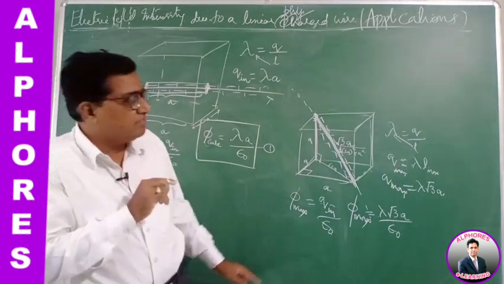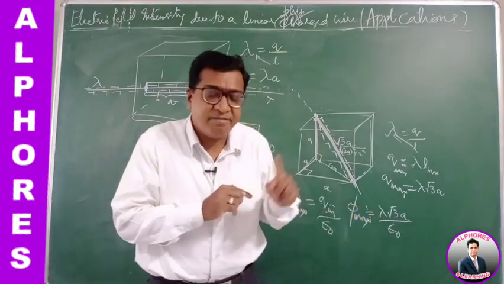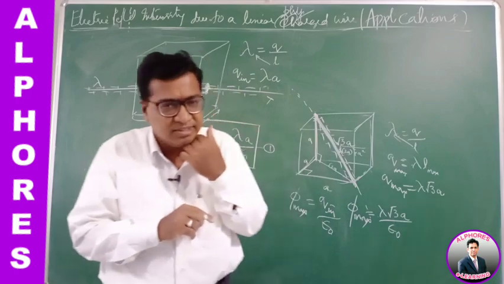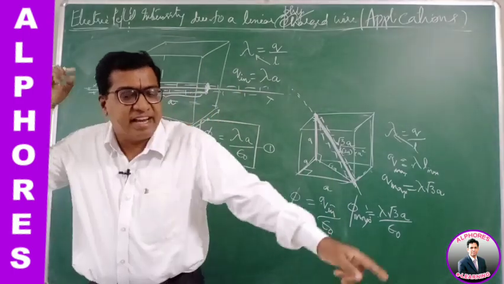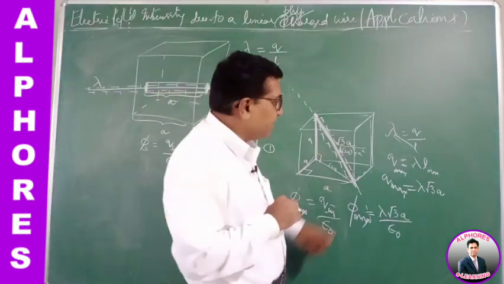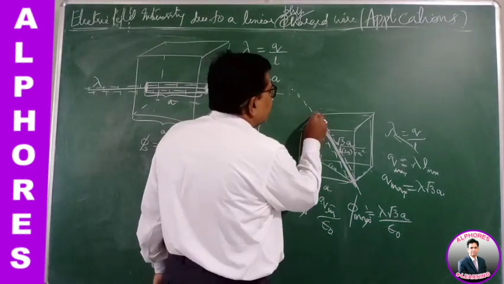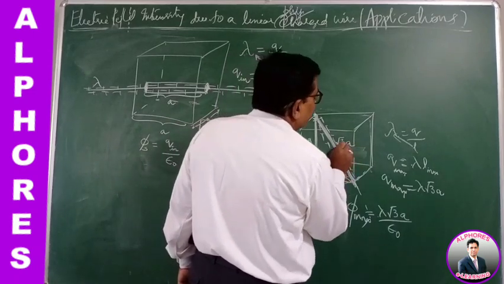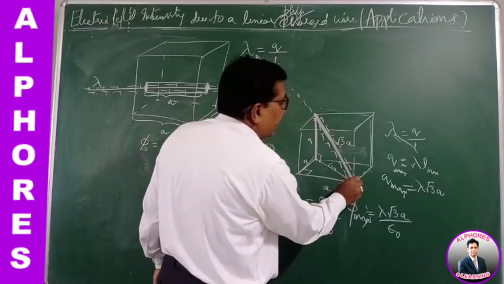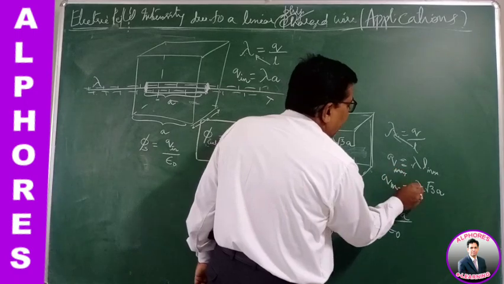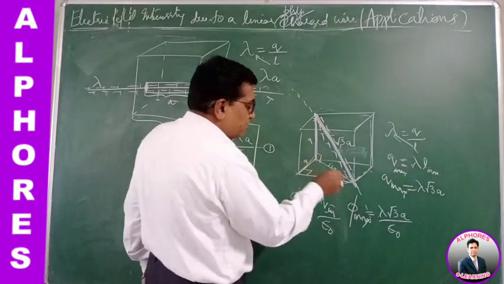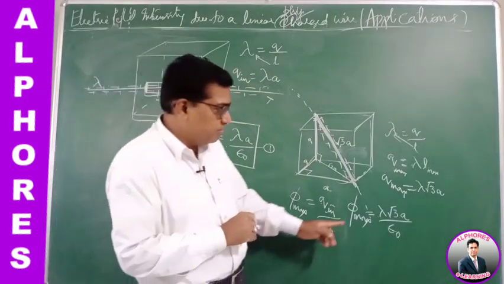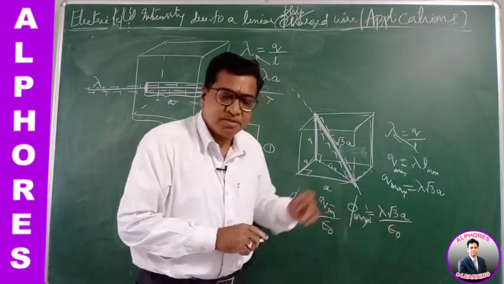The maximum length of the conductor would exist if the conductor passes from one corner to the opposite corner. If the conductor is along the body diagonal of that cube, then its length is root 3a. So if the maximum length of the conductor inside is root 3a, the maximum charge inside is lambda into root 3a. Substituting, the maximum flux associated with this cube will be lambda root 3a by epsilon naught.